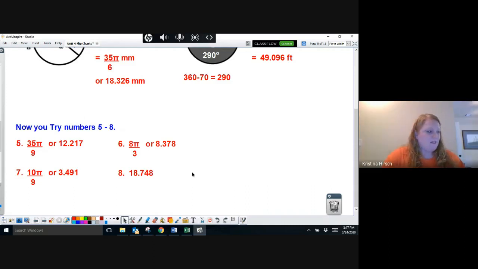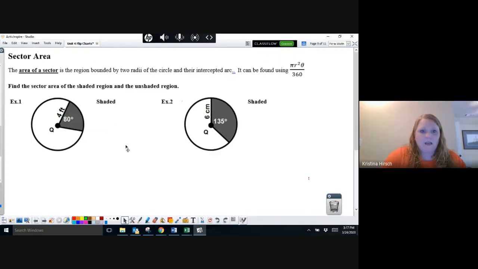Remember, arc length is the crust of the pizza. It's a portion of the circumference. So it's like if you took a slice of pizza and wanted to know how long the crust part of it was. The next thing we're going to look at is sector area.